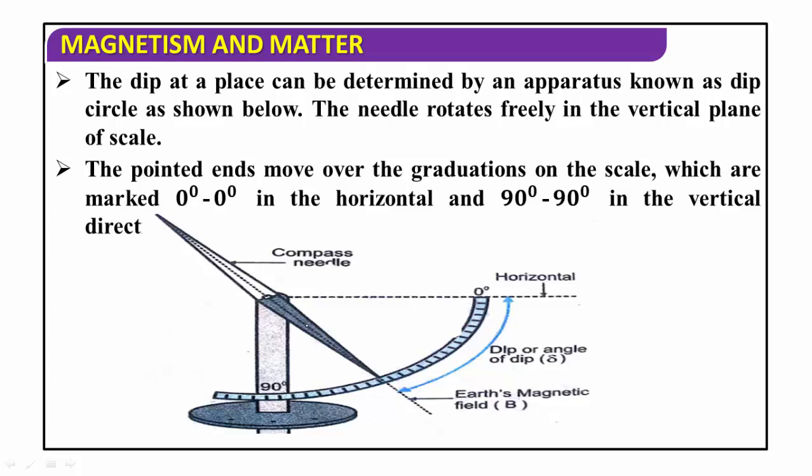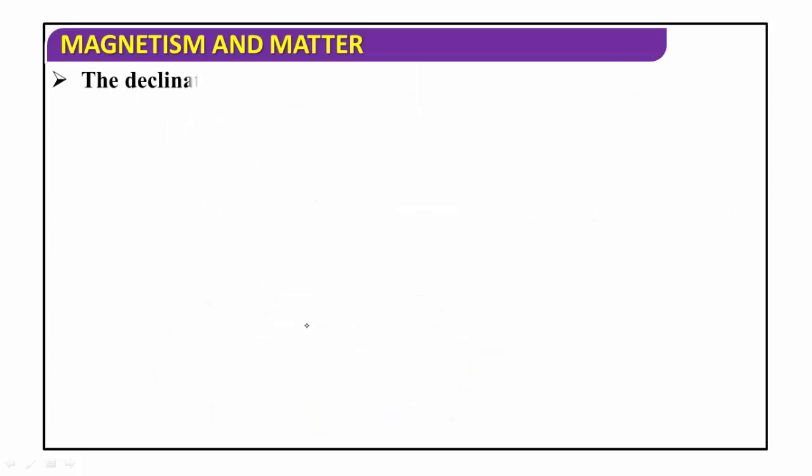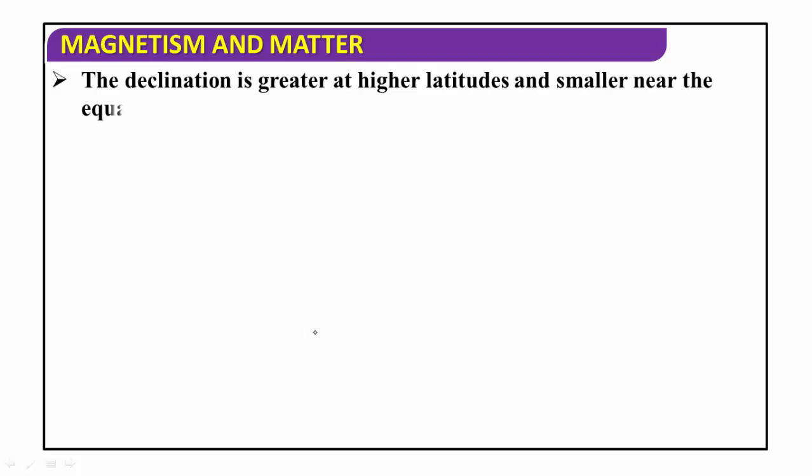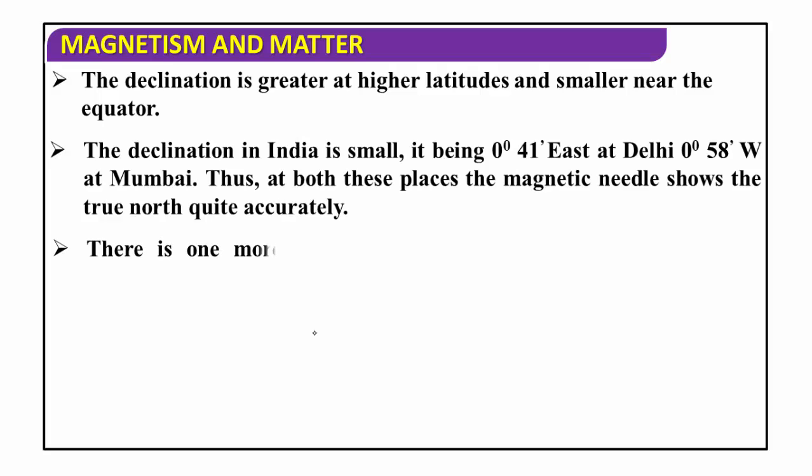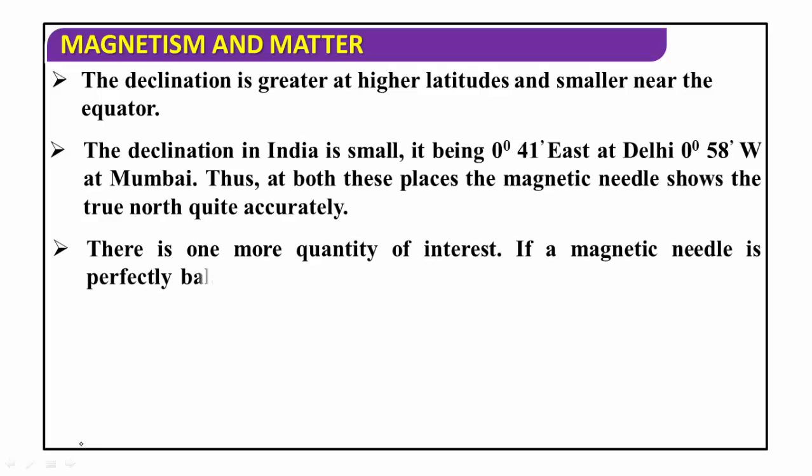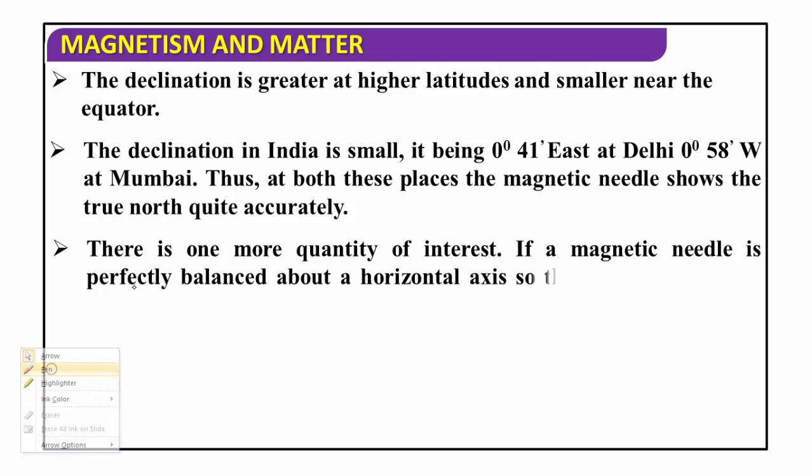The declination is greater at higher latitudes and smaller near the equator. The declination in India is very small, being 0 degrees 41 minutes east at Delhi and 0 degrees 58 minutes at Mumbai.